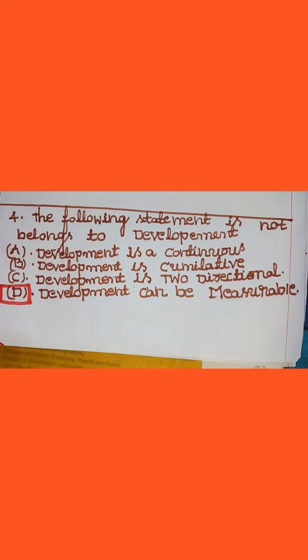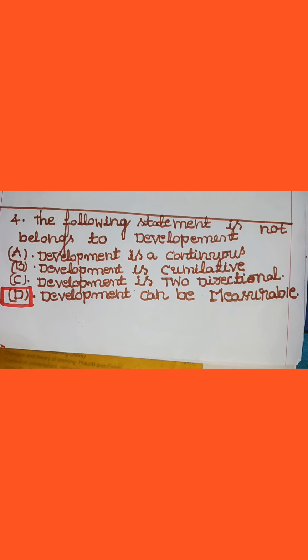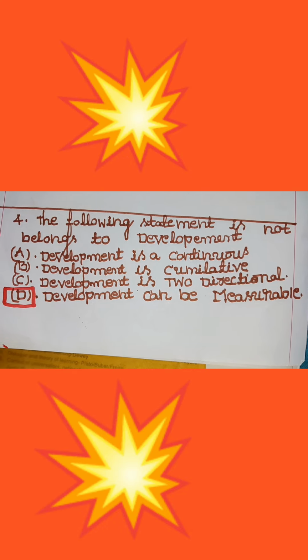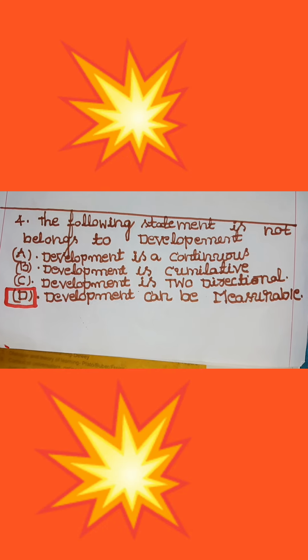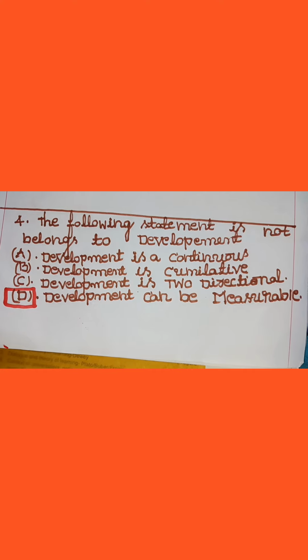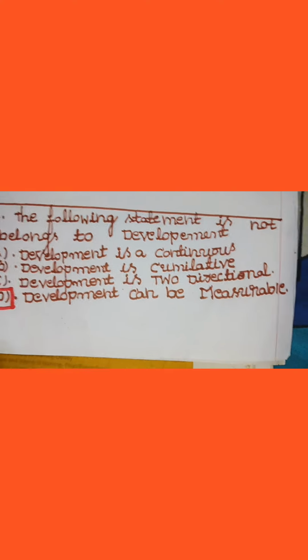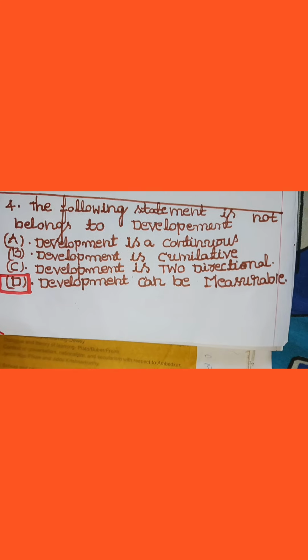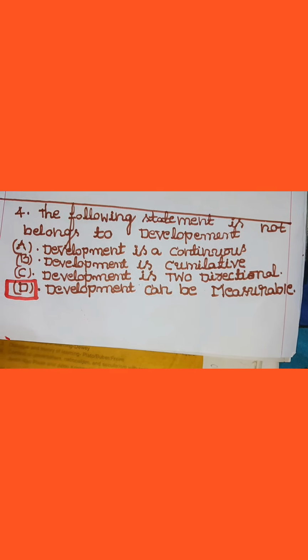So here the examiner asked which does not belong to development. So D is the right answer. Development can be measured? Only growth can be measured. Development cannot be measured. So the answer is D.